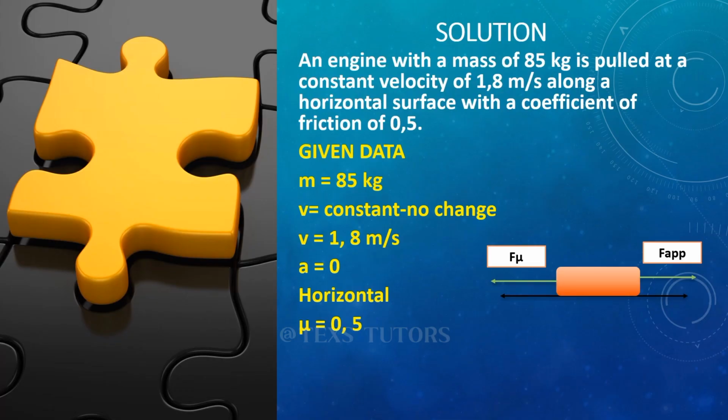So let's look at the given information. Number one, I have an engine. It has a mass of 85 kilograms. I'm going to tick because I find that mass is in the correct SI unit, kilograms. The most important term here is constant velocity. So when the velocity is constant, that means there is no change in the velocity. The velocity remains the same.